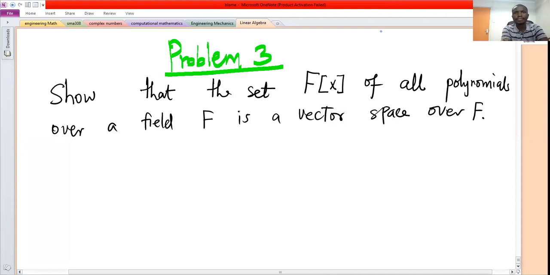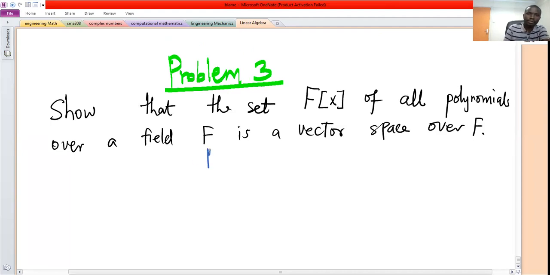Welcome to this session. In this session, we are going to show that the set of all polynomials over field F is a vector space over the same field F. So let's run through the proof.